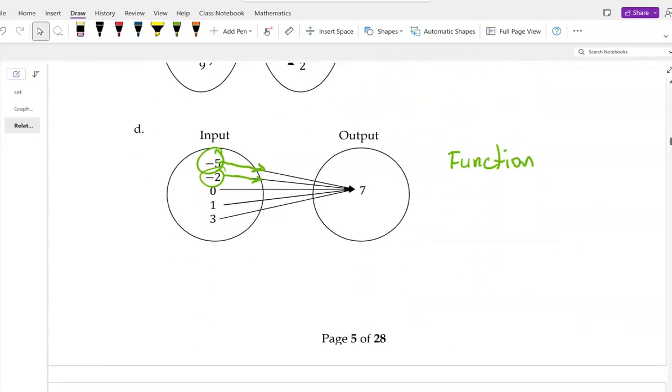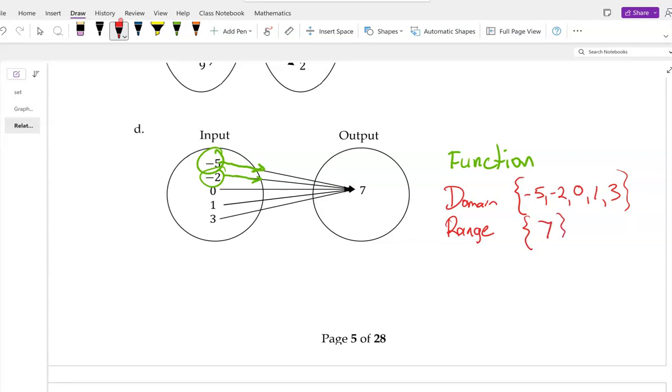Let's try another one here. The domain and the range. So it's a finite set. I'm going to list all of my domain. I have -5, -2, 0, 1, and 3. And for my range, I only have a 7. All right.